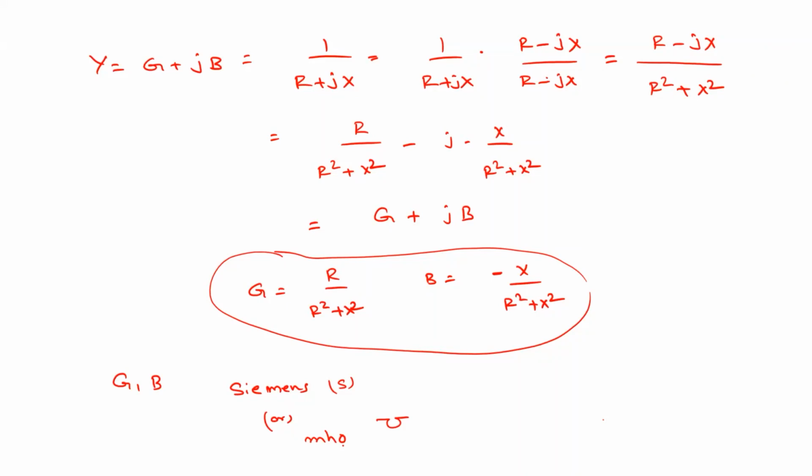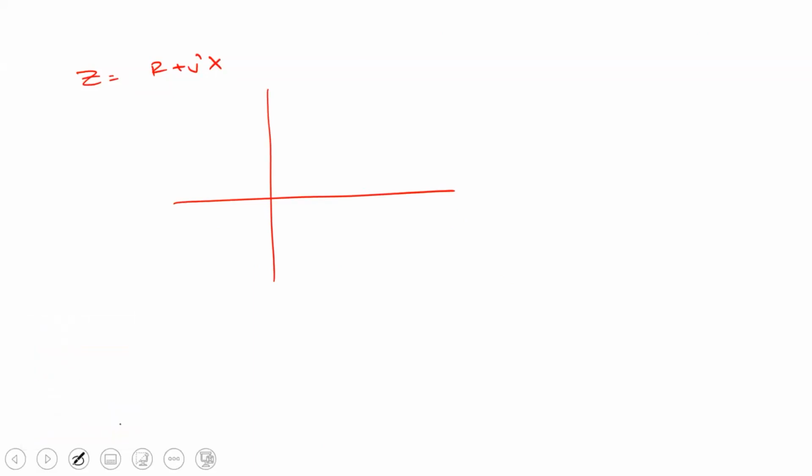So we have some triangles: the impedance triangle and the admittance triangle. What is the impedance triangle? We have Z equal to R plus jX, which can be represented in the complex plane. This is the resistance R, this is jX, and its resultant is Z.